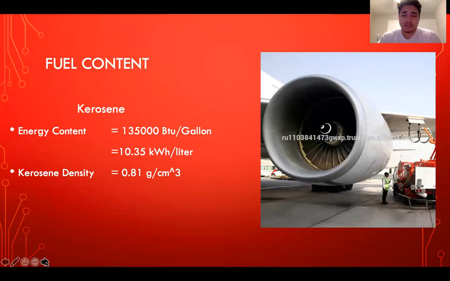Next is our fuel content. We are using kerosene as our fuel. Some facts for kerosene: its energy content is 10.35 kilowatt hours per liter. Kerosene density is 0.81 grams per centimeter cubed. And the photo to the right is a jet engine being refueled with kerosene.